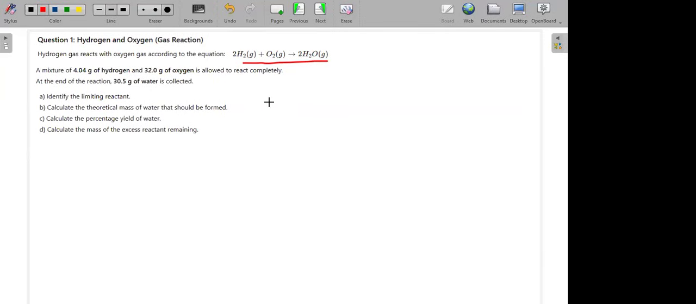So here they say identify the limiting reactant. So let's first of all get the information that we have. The balanced chemical equation, always make sure that your chemical equation is balanced. So here we have 2H2 plus O2 produces 2H2O. So we can see 4 hydrogens, even here 4 hydrogens, 2 oxygen, 2 oxygen. So the reaction is balanced. If it's not balanced, make sure you balance it.